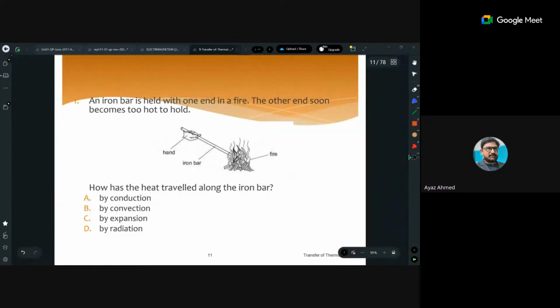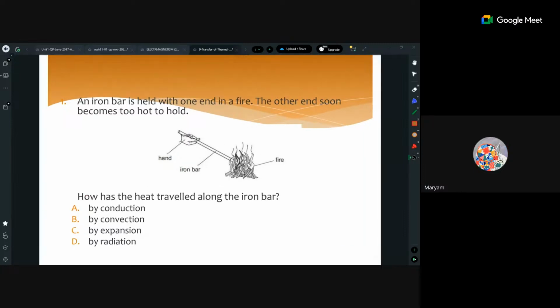So here are different past paper questions. I believe that you people will have a very good grip on these. Sir, an iron bar is held, yes. How do we distinguish the conductivity between two metals?